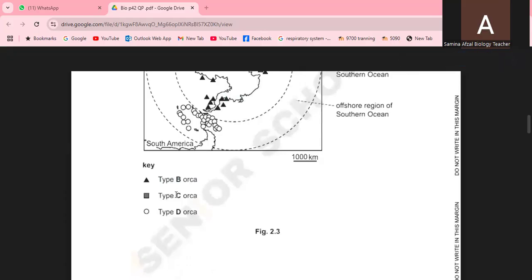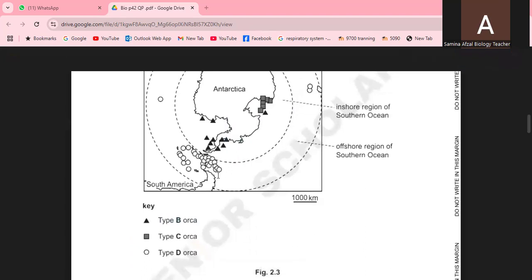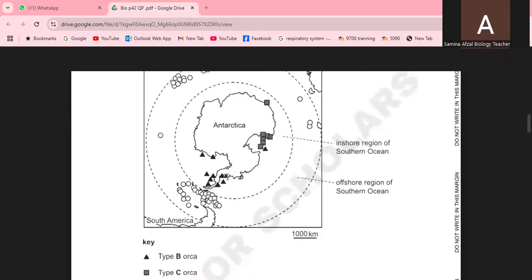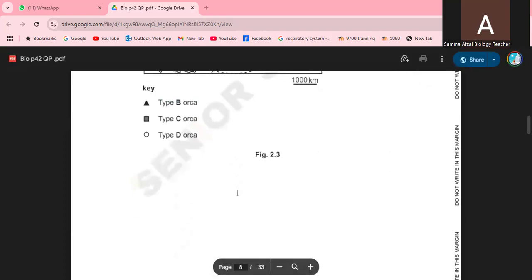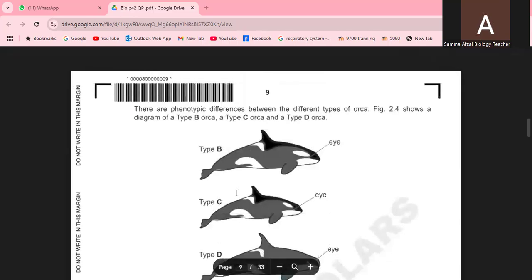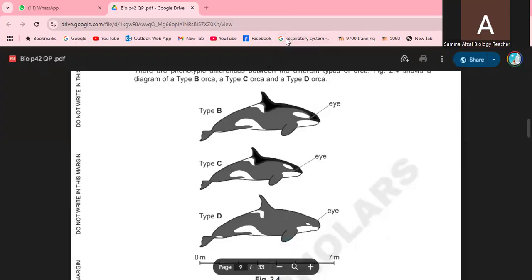So type B orca, type C orca, you can see their areas in shore regions of the Southern Ocean and offshore regions of the Southern Ocean. You can see these three types. So there are phenotype differences between the different types of orca. Figure 2.4 shows a diagram of type B orca, type C orca, and type D orca. You can see the difference in them, the size of all these species.